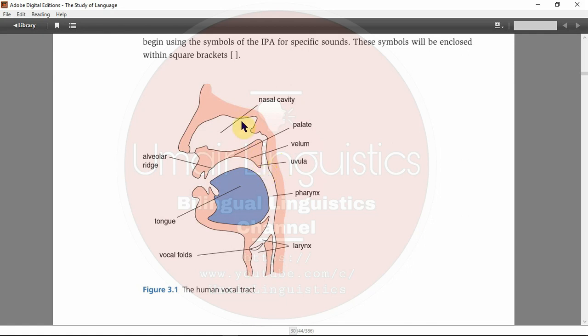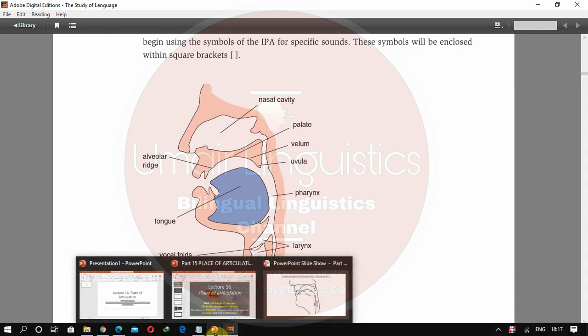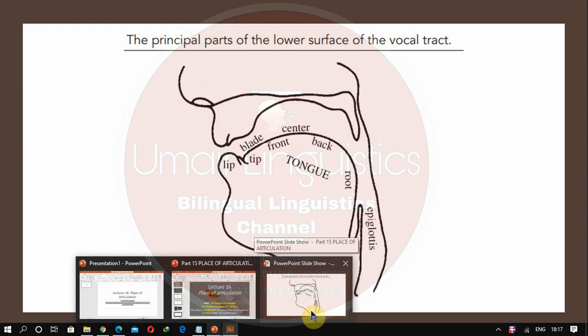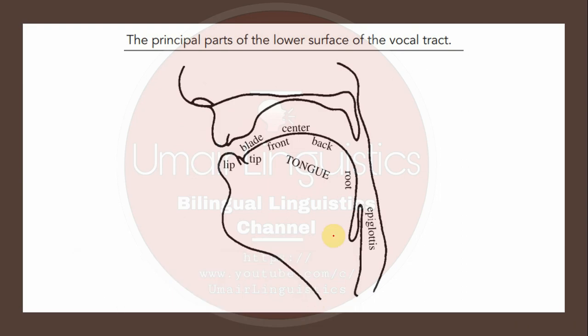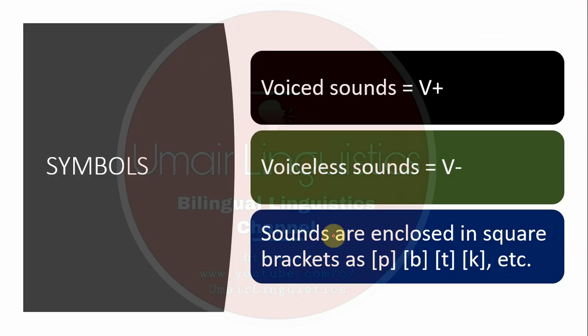And this is the nasal cavity. This is the velum, soft palate, and this is the pharynx, and this is the tongue, which we have divided into several parts, and these are the vocal folds, and this is the larynx. All right, so this is the picture given in The Study of Language by George Yule, 7th edition, but it's better if you understand this picture.